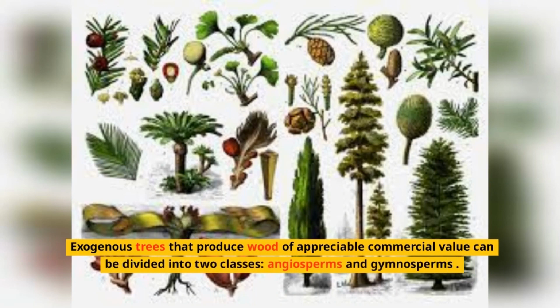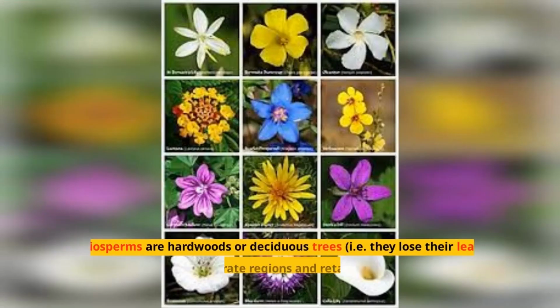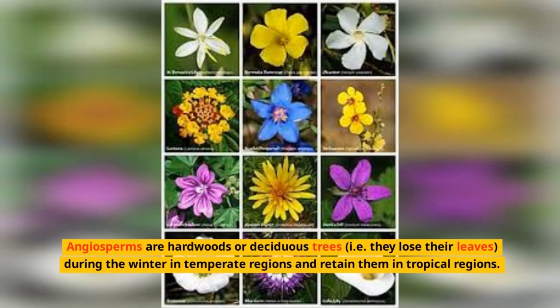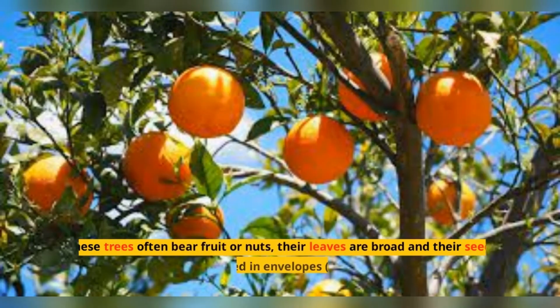Exogenous trees that produce wood of appreciable commercial value can be divided into two classes: angiosperms and gymnosperms. Angiosperms are hardwoods or deciduous trees, i.e. they lose their leaves during the winter in temperate regions and retain them in tropical regions. These trees often bear fruit or nuts. Their leaves are broad and their seeds are enclosed in envelopes, pericarps.